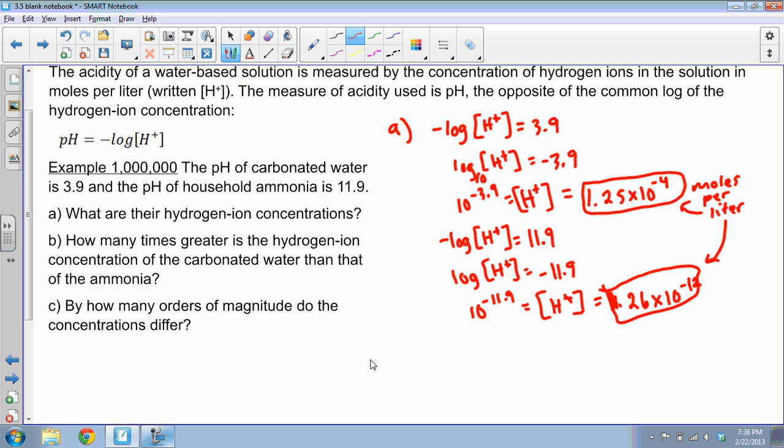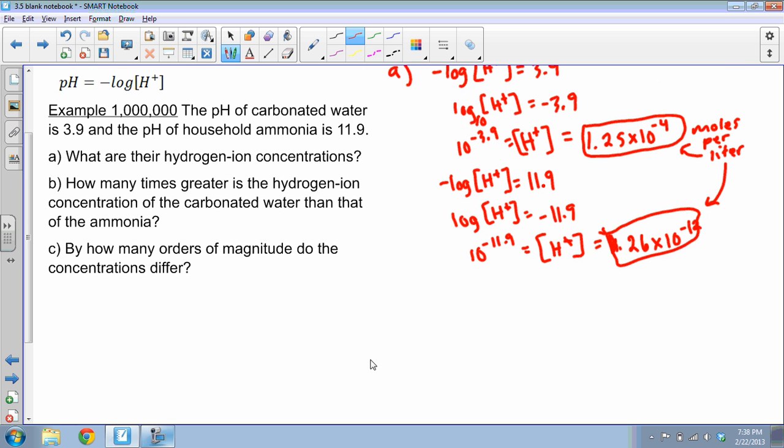How many times greater is the hydrogen ion concentration of the carbonated water than that of the ammonia? So which one of these 2 numbers is bigger? It'd be the one with the smaller exponent because it's negative exponent. So what we're going to do is we're going to take the 1.25 times 10 to the negative 4 and put that on top of 1.26 times 10 to the negative 12. Wow, those are really close numbers.